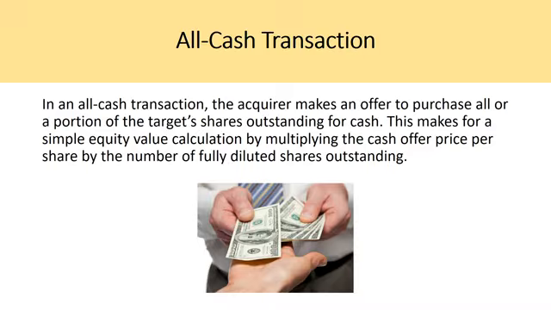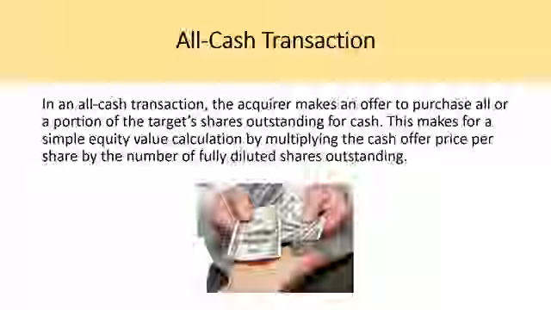This makes for a simple equity value calculation by multiplying the cash offer price per share by the number of fully diluted shares outstanding. So this is the easiest transaction to understand when it's just a cash deal, and this is usually when the acquirer is a very big company and the target is a very small company, and they can really just pay all cash for the deal.